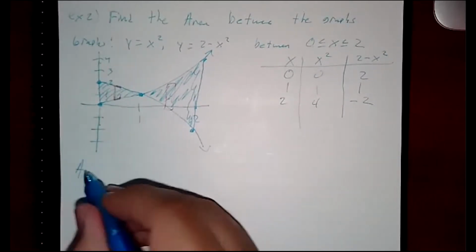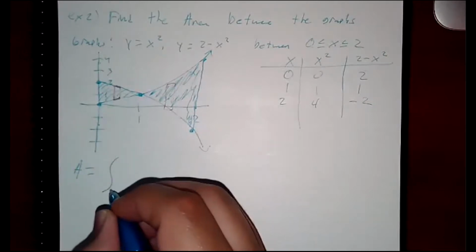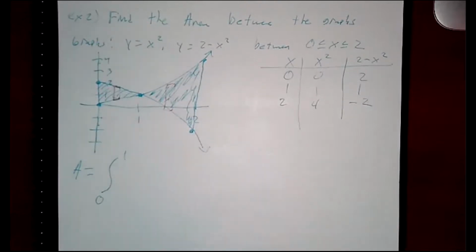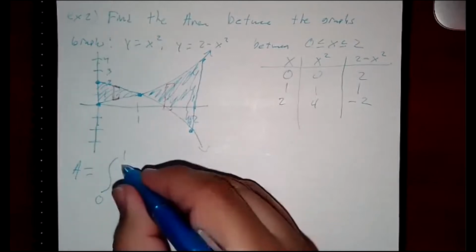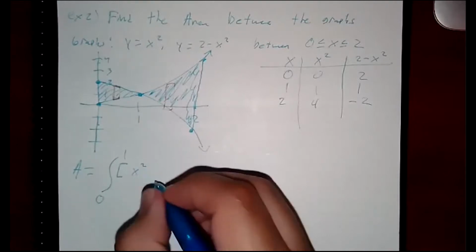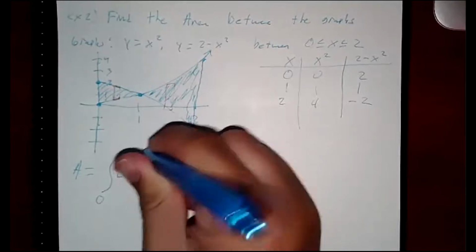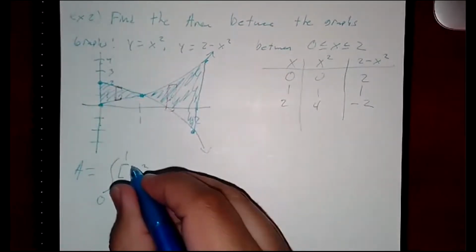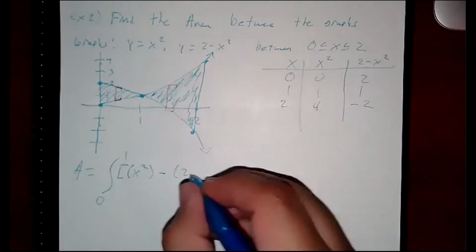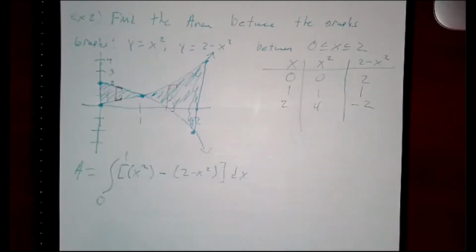So the area for this graph will be the integral. Let's break it up in 2 parts, 0 to 1. From 0 to 1, what is the top function? x squared, right? Minus 2 minus x squared, dx. So that's one piece.